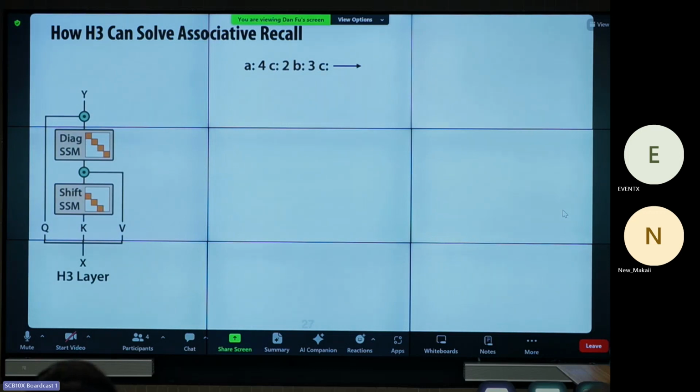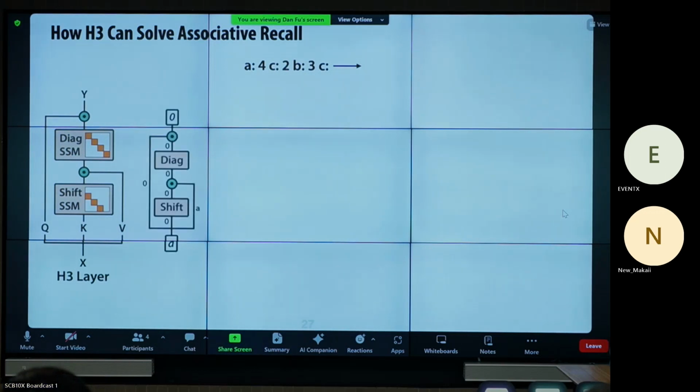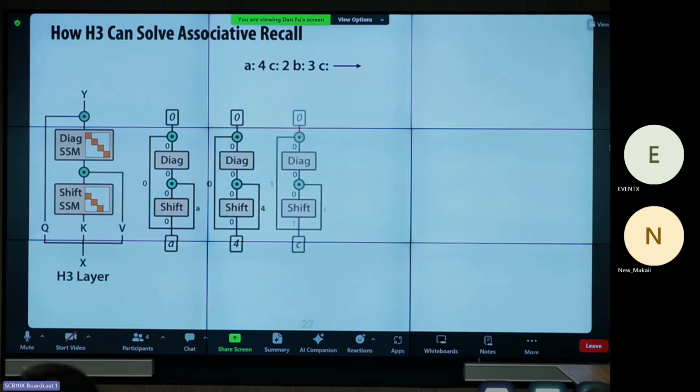All right, so we have the sequence A4, C2, B3, C. So what exactly is the model going to output at each of these layers? So first we have this A. The Q and the K are going to send zeros through. That V is just going to pass through. But because you have all these zeros, really you're just going to have zeros with the model, so nothing's going to come out. Same for 4.